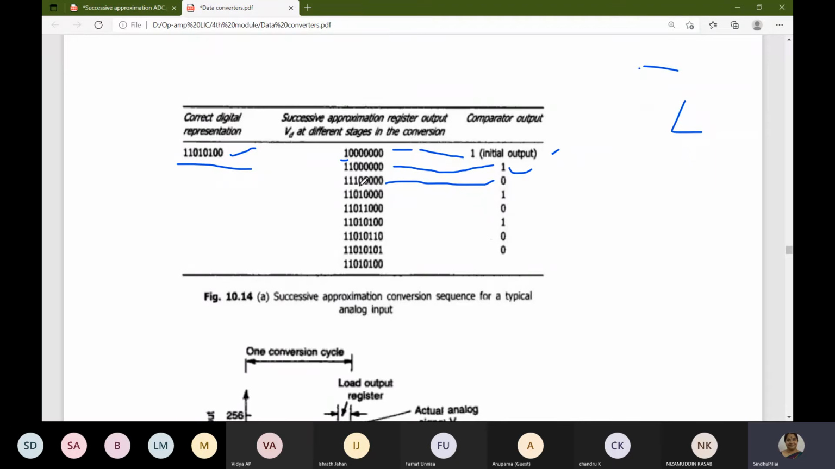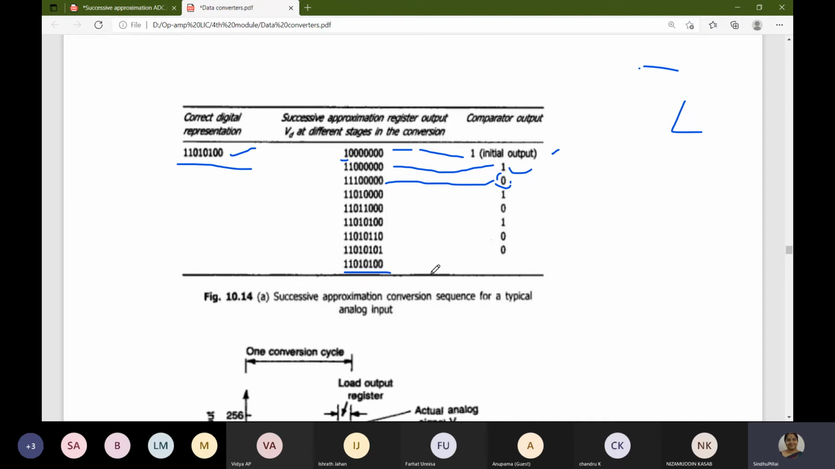Again after Q6, the Q5 bit will be set. After setting the Q5 bit, when you compare, the DAC output will be larger. But we want the output, or our analog input is less, and the DAC output is larger. So what will it do? It will reset. That means it will become 0. Like this the process will continue until the required digital representation is got. That process will be completed and the given data will be converted to digital.